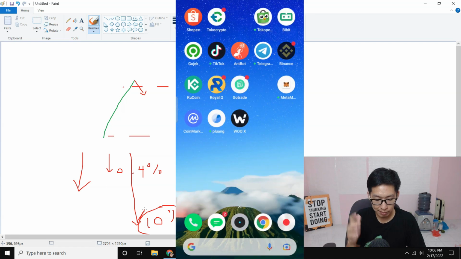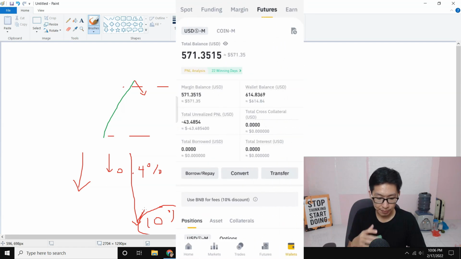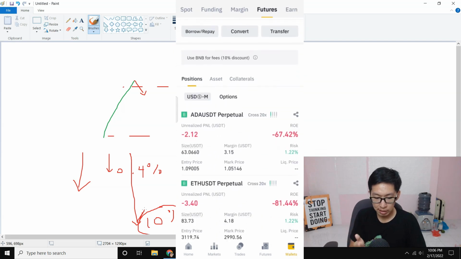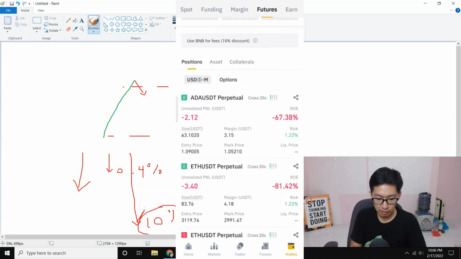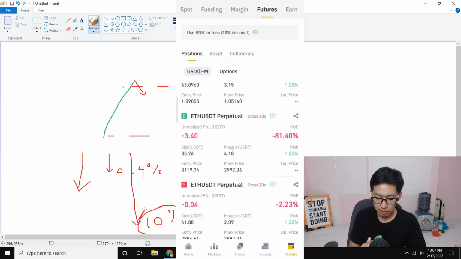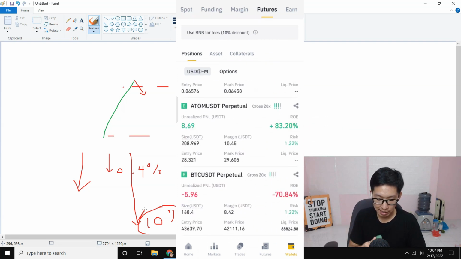And another thing that I want to make sure of is my funds, okay? I can manually see it inside Binance Futures here. I want to see the liquidation price, ideally stripe. Okay, if they have stripe, meaning I'm very safe from liquidation. So I'm still very safe. I'm still in the game.